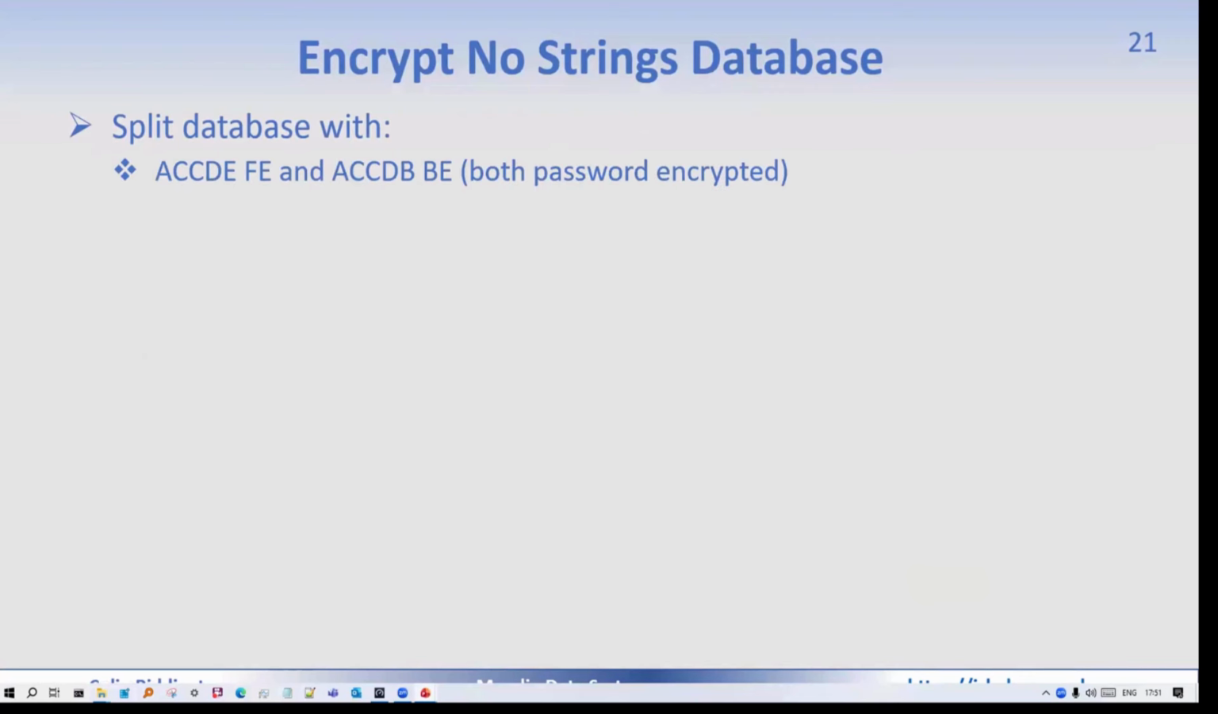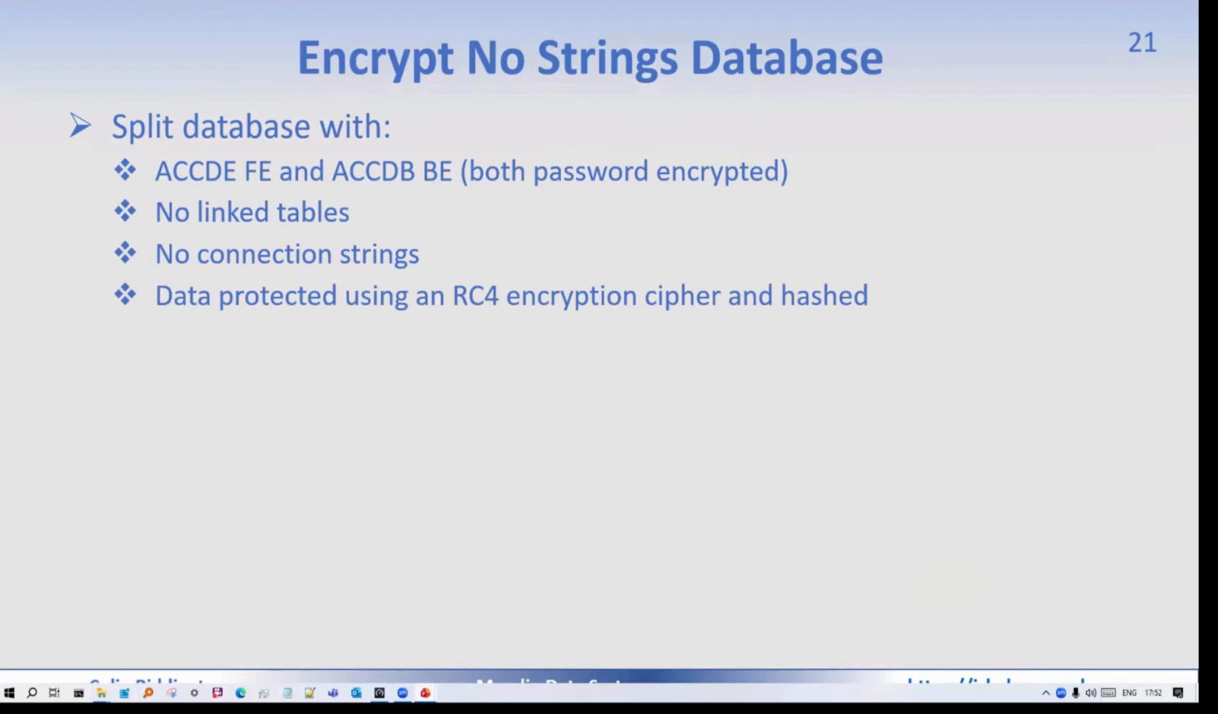Now, how that works, you've got a split database, front end and back end, both password encrypted. The back end password is long and it's very strong. There are no linked tables. How does that work? The table used in the front end is loaded when the form is loaded, with no connection strings because I'm using a disconnected ADO recordset for my form there. The recordset is then closed and disappears immediately. You close the form as well.